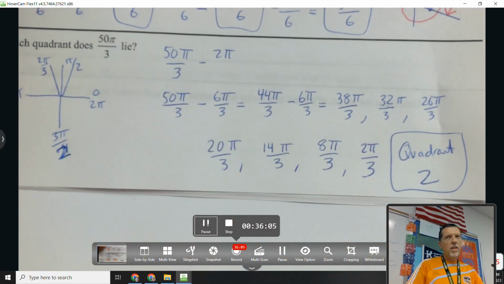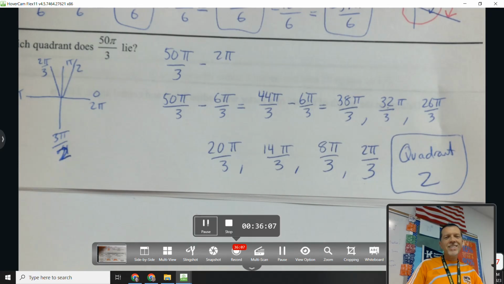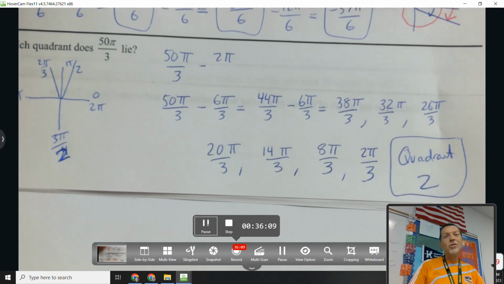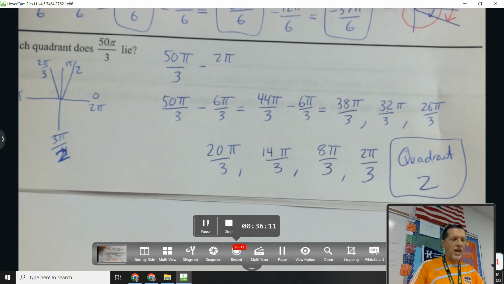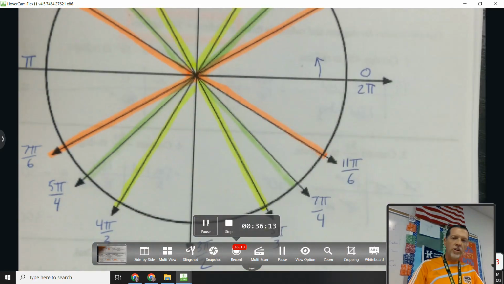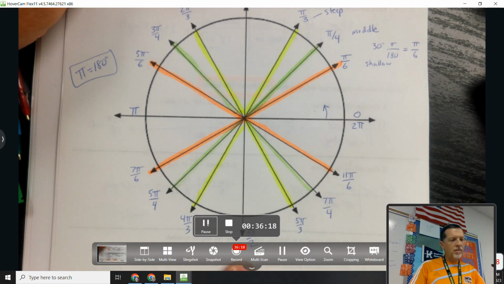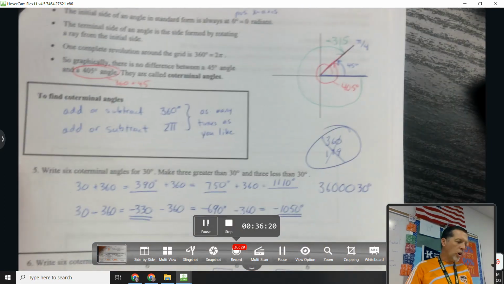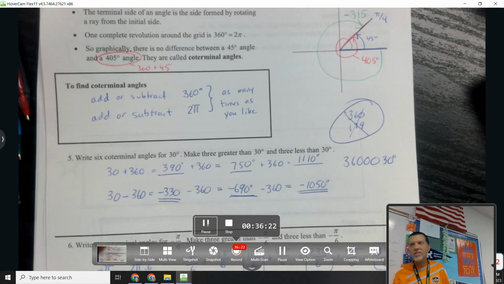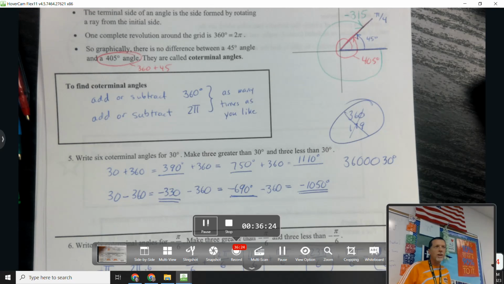Alright, so I feel like it's not a difficult concept today, but it's a super important concept, being able to convert, knowing what those key angles are in radians. And then the idea of coterminal is add or subtract 360 as many times as you want to frustrate Mr. Wolf, or add or subtract 2 pi as many times as you like.